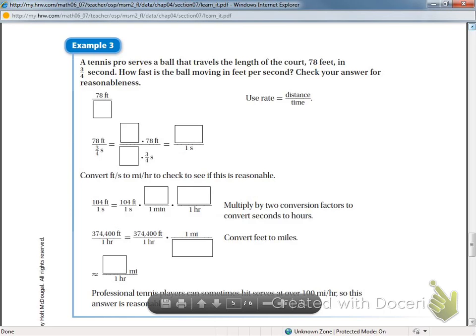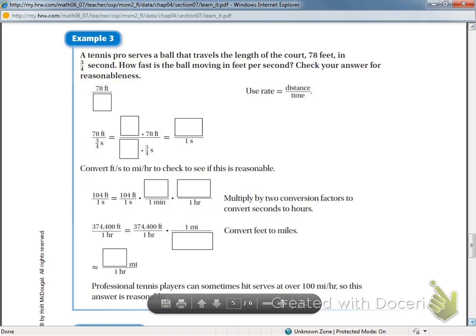Okay, we're going to do the last one together. So I'm looking at example number 3. And we're going to solve. A tennis pro serves a ball that travels the length of a court, 78 feet, in 3/4 seconds. How fast is the ball moving in feet per second? Check your answer for reasonableness.